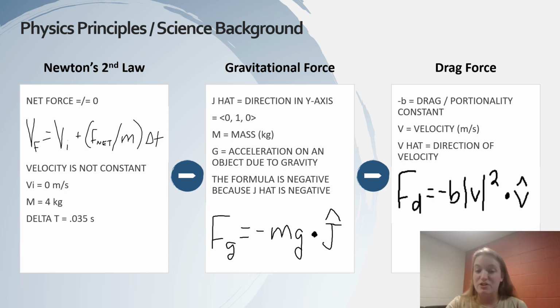Now moving on to the drag force. The first thing we need to look at in this equation is negative b, which is the proportionality constant. This constant doesn't have an exact value because different objects have different shapes. Like the drag of an airplane and the drag of a feather or a balloon or maybe a plate are going to be totally different just because of the different sizes. And then again, we have the velocity vector and v hat, which is the direction.